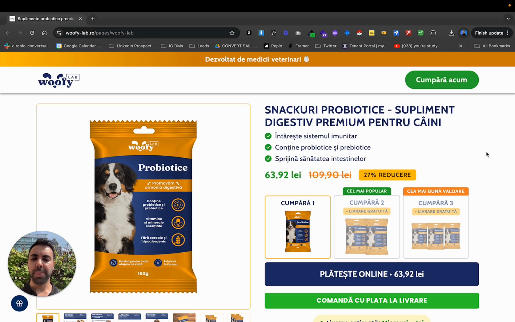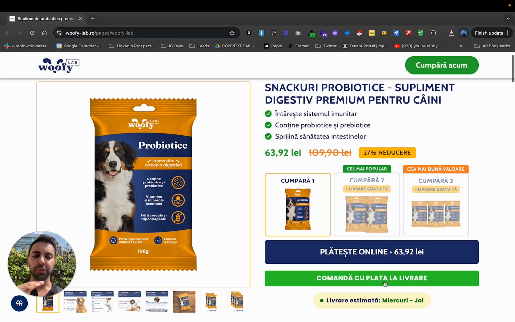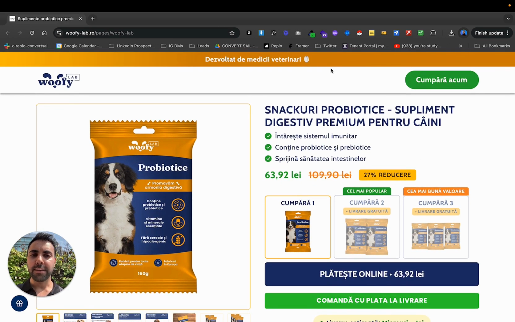So Woofy Lab, they are selling in Romania. So this is all in Romanian. This is a fun page to do. They sell pet food, and easy thing, first thing is the offer. For the offer, instead of just selling 1 unit, we decided to bundle with 2 and 3 units. And because they take cash deliveries, we had to create 2 CTAs, one for checkout with credit card, one checkout with cash. And at the top here, we have some benefits here and a CTA here.